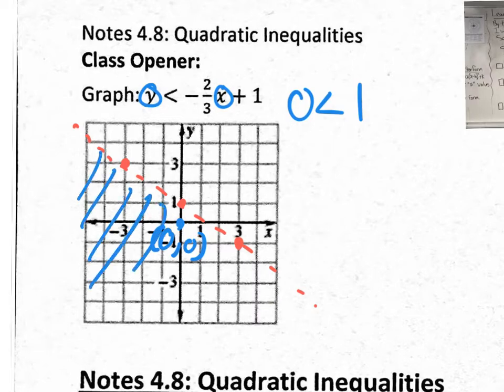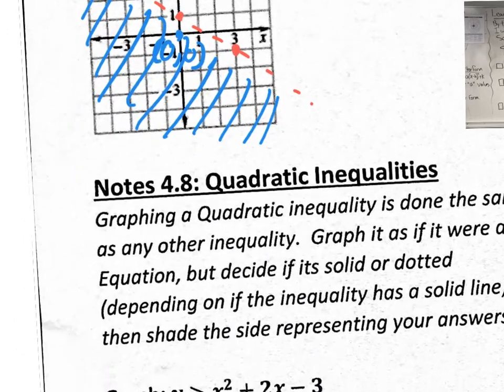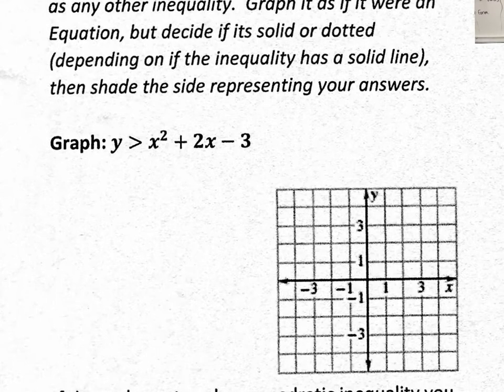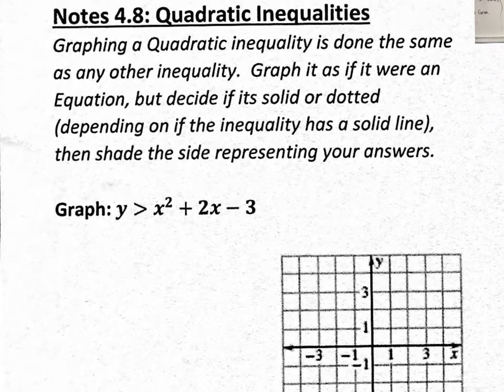So keep that in mind. We're going to test a coordinate to see where our answers are at. Our answers are either going to be on one side of the graph or on the other side of the graph. It's time for today's section, graphing quadratic inequalities. It's the same exact thing, right? You pretend it's an equation and you graph it, but then before actually graphing your parabola, you decide if it's solid or dotted, and then you have to test the point to shade.